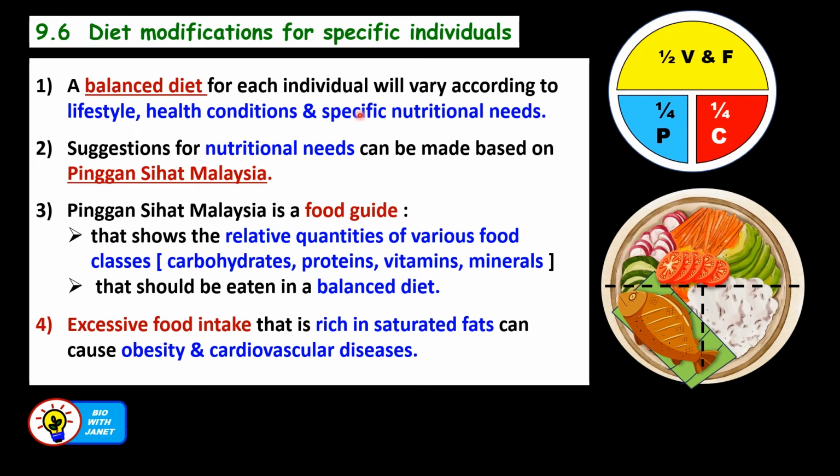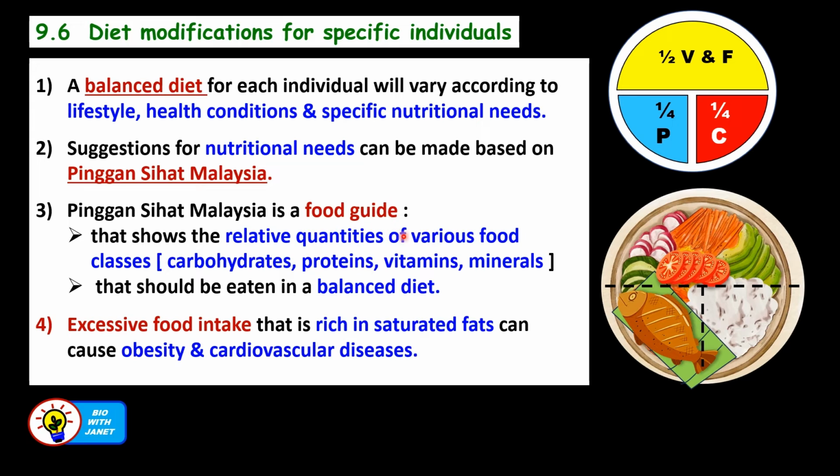Okay, so diet modifications for specific individuals. A balanced diet for each individual will vary according to lifestyle, health conditions, and specific nutritional needs. For example, children who are developing and growing will have different needs from adults who are already grown, right? So suggestions for nutritional needs can be based on Pinggan Sihat Malaysia.